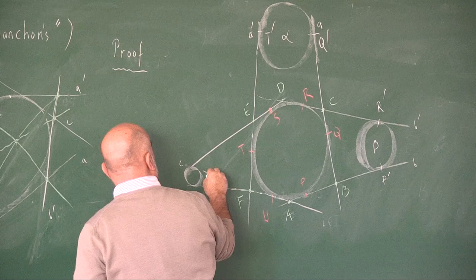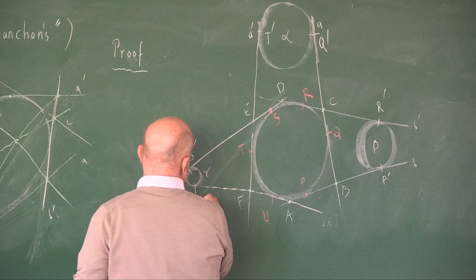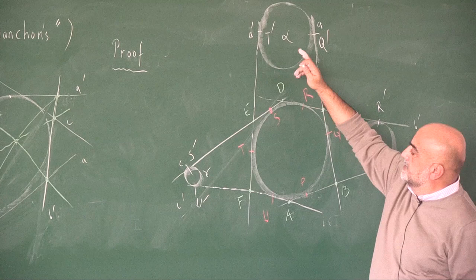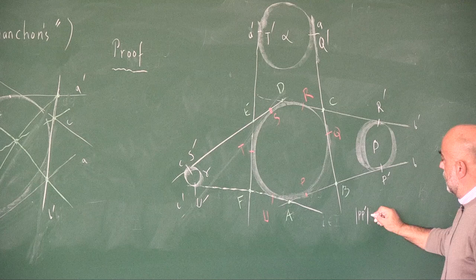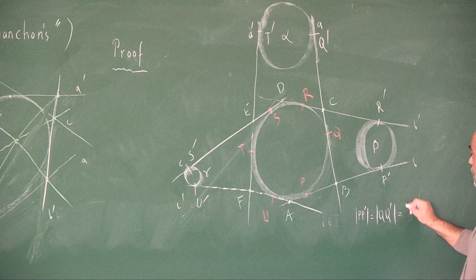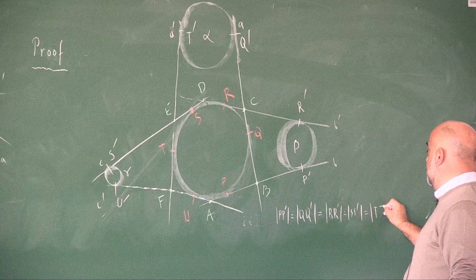So you can take a circle gamma here so that it touches the lines C and C prime, let's say in S prime and in U prime. So that SS prime, UU prime have the same length as TT prime, QQ prime, PP prime, RR prime. So you've got this rather nice picture with lots and lots of coincident line segments. So these are all equal to one another. RR prime equals SS prime. So that can be done. That can be done with no difficulty at all.